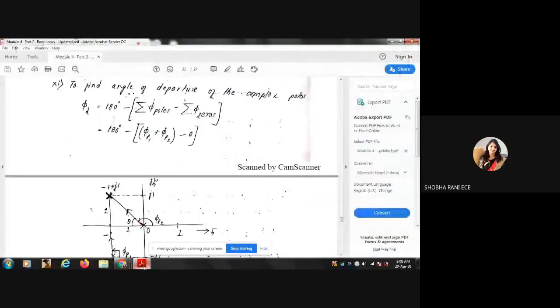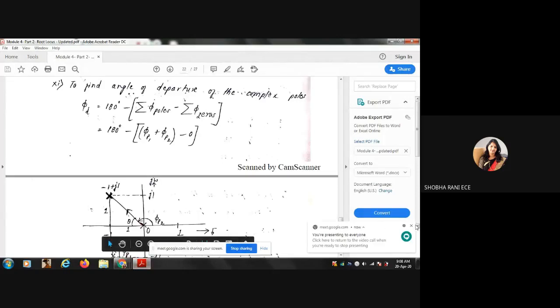So always remember, whenever you have complex poles, only then you calculate angle of departure. When you have complex zeros, you will be calculating angle of arrival. If in a given problem you have both complex poles and complex zeros, then you have to calculate both of them, both angle of arrival and angle of departure. But for this problem, luckily we have only complex poles, so you have to find only angle of departure.